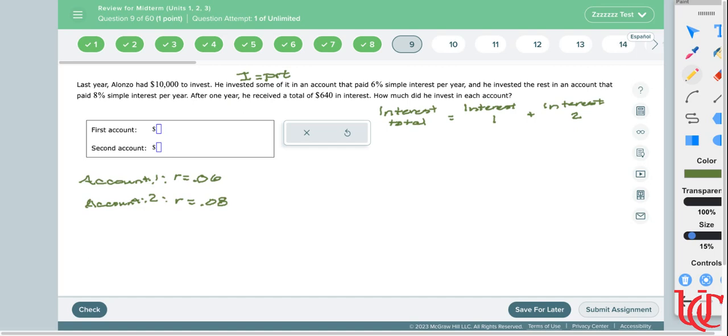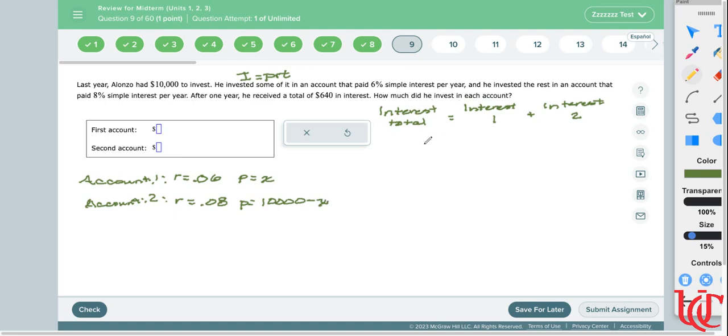Now, we know that we have a total of $10,000 to invest, but you don't know how much is for each one. So you get to pick one of these to have the amount, or the P. I'm going to call this one X. Now, I know that the two together has to be the $10,000. So if I spent X in the one account, this one is going to be 10,000 minus what we put into the other account.